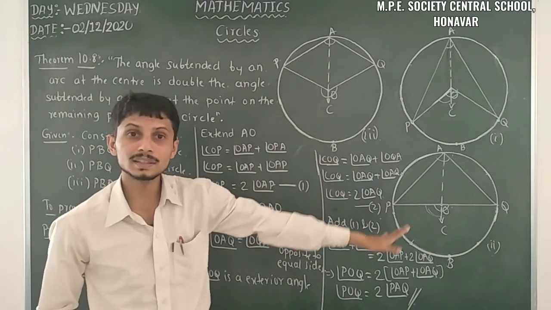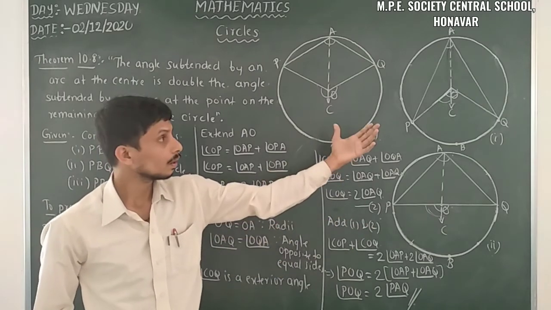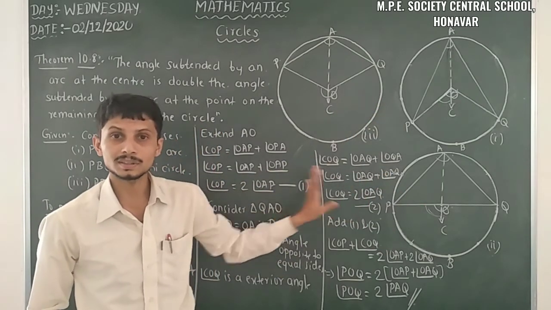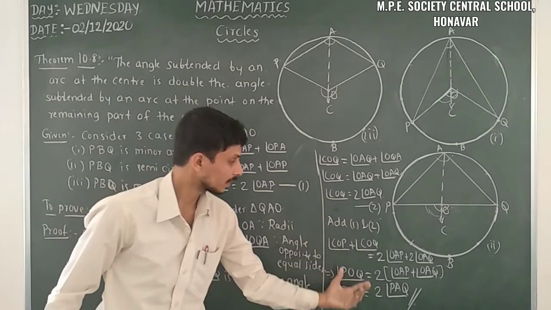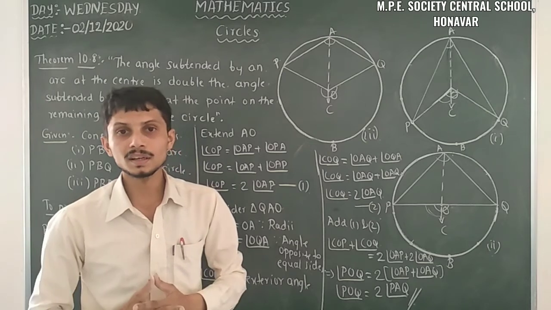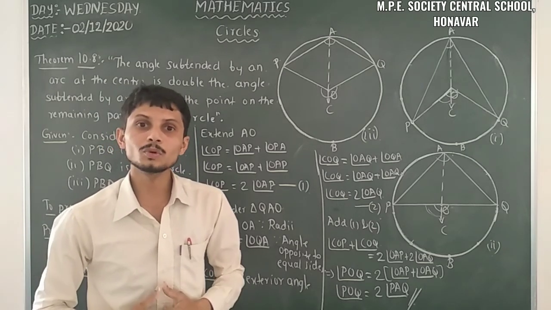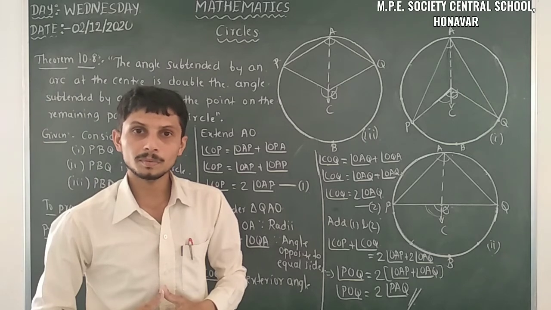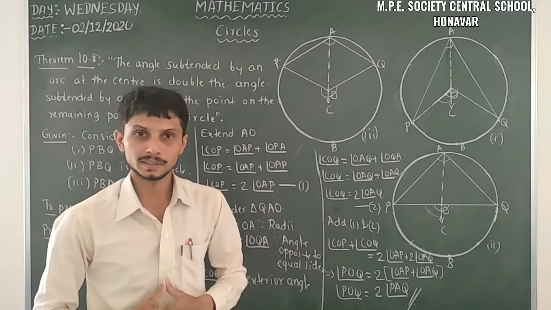In all these 3 cases, we have the same thing. Whatever the case you consider, we have the same result. And after that, when we add those 2 things, we have the required result like this. So this is the proof of theorem 10.8. Let us move on to a problem based on this theorem 10.8.